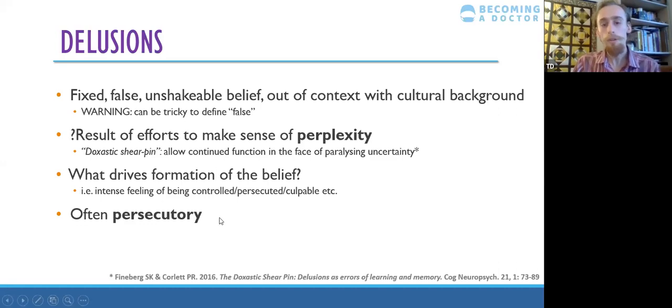So defaulting to a persecutory delusion in the face of this paralyzing general sense of something must be wrong kind of makes sense in evolutionary terms, if you like. So some interesting thoughts about delusions that help give it a bit more context, I think. But ultimately for med school, this is what you need to know, if I'm honest.